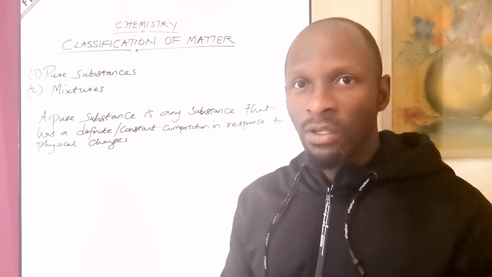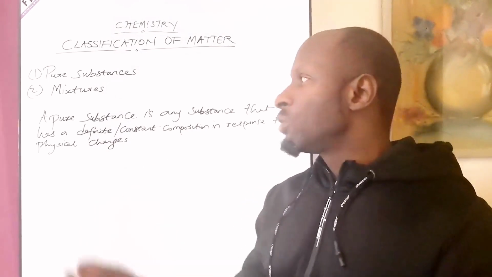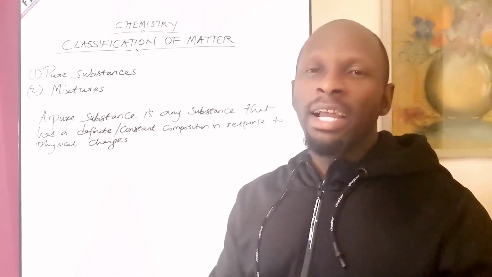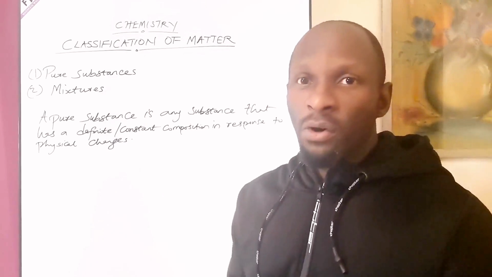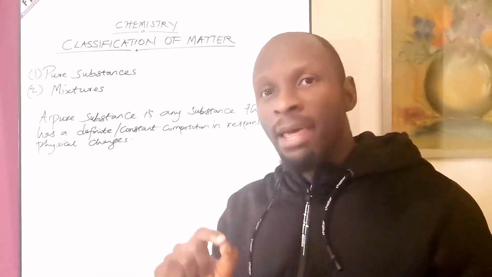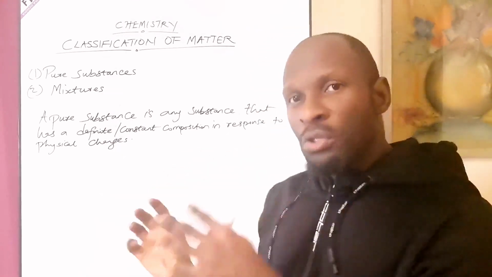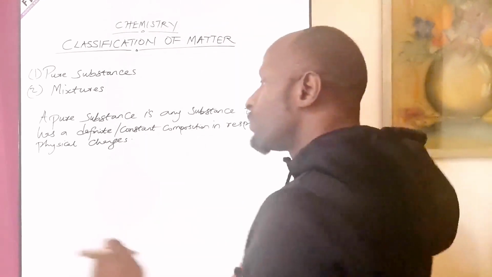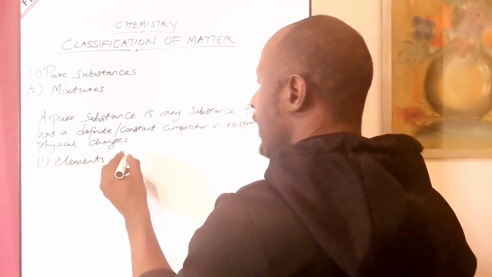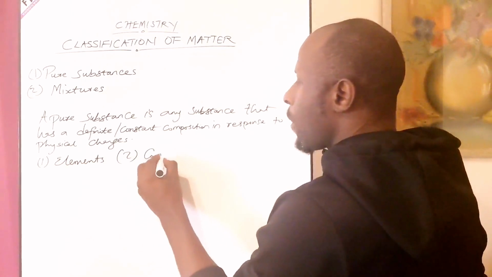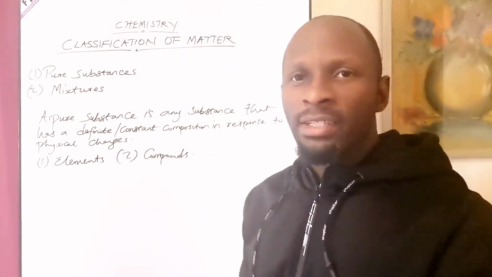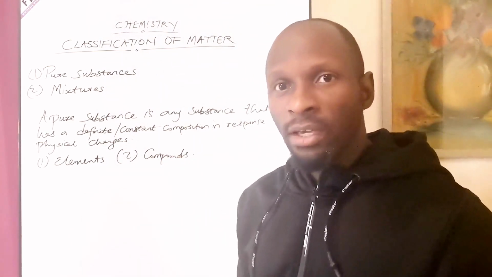Is that clear? Okay. So, having established the definition of a pure substance, what are the classes of pure substances we have? Because we still have categories of pure substances. This now brings us to what? Elements and compounds. Pure substances can be classified into 1. Elements, and then 2. Compounds. And these are what we would be looking at in today's lesson. Okay? Good.